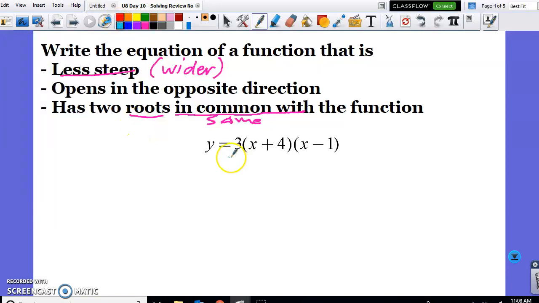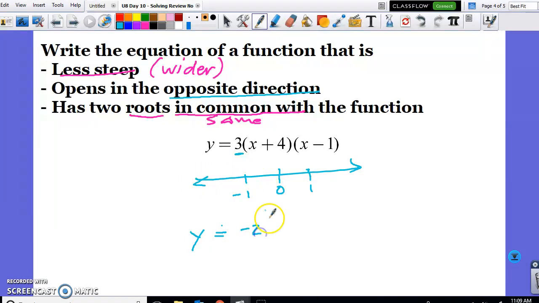So if I want this to be wider, and right now it's 3, if I look at a number line, 0, 1, in order to get wider, I need to get closer to 0. So if 3 is over here, I just need a number that's going to be closer to 0 than 3. Now because it opens in the opposite direction, it's going to be a negative number. So I need a negative number that's closer to 0 than negative 3. So you could choose maybe negative 2 or negative 1 or negative 0.5, it doesn't matter.